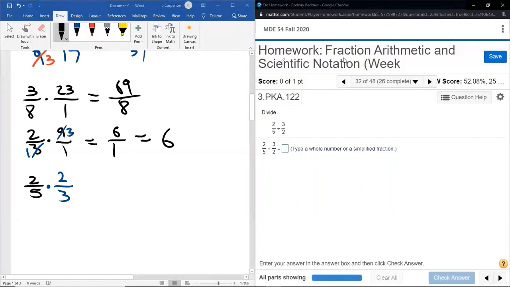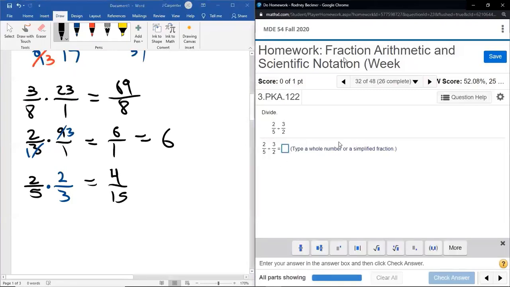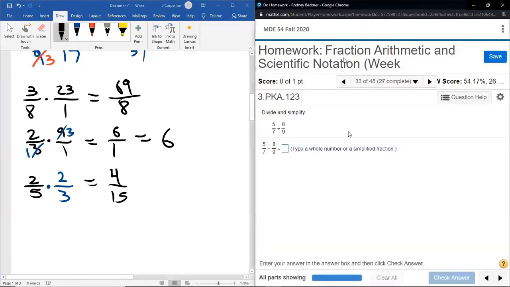So these 2's are in the top, so they don't even reduce. Nothing reduces here. 5 and 2, 5 and 2, 2 and 3. Nope, just multiply straight across, you get 4/15. And that's your answer. You just got to pay attention. You got to process what you're actually doing.